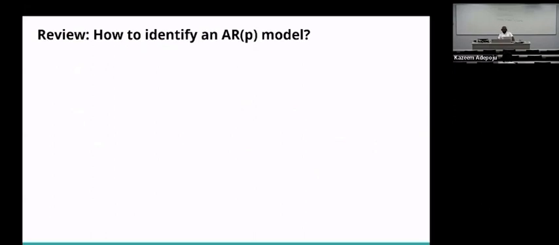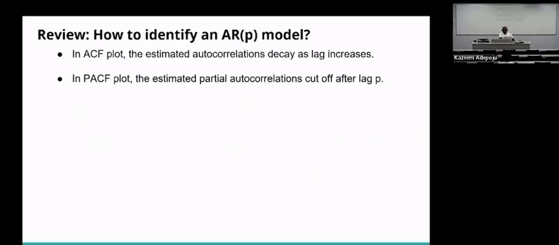Now, I want to have a review. How do we identify an AR of order P, and how do we identify an MA of order Q? I want to go back to what we've done before. To identify AR of order P, how do I know this particular data set requires that I should use an autoregressive model? When the autocorrelation function plot decreases as lag increases, and when the partial autocorrelation function cuts off, that is the AR. So for AR, the autocorrelation decays exponentially as lag increases, and the PACF plot of the estimated autocorrelation will cut off at lag P.